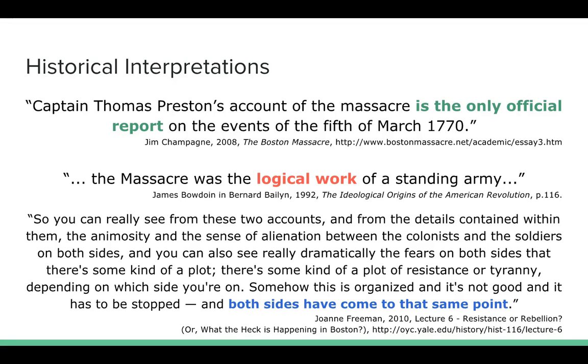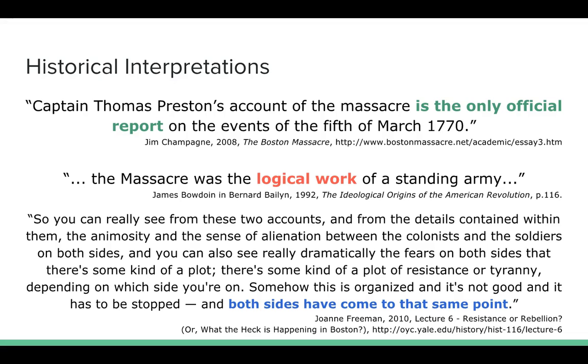James Bowdoin in Bernard Bailyn says the massacre was the logical work of a standing army. So that's a very Adams-like thing to say. The massacre was the logical work of a standing army. We know that by saying standing army, he's talking about the British customs duty officers that were there at the time, such as Thomas Preston.